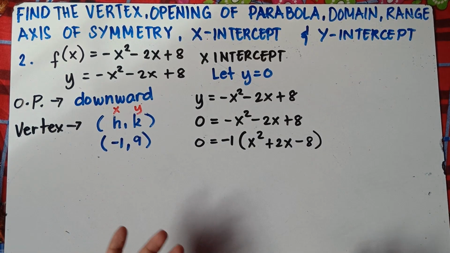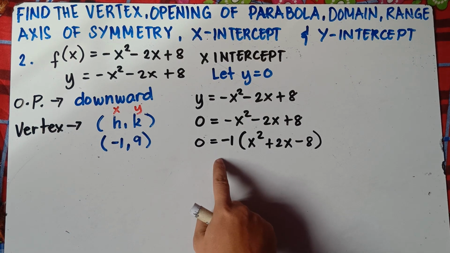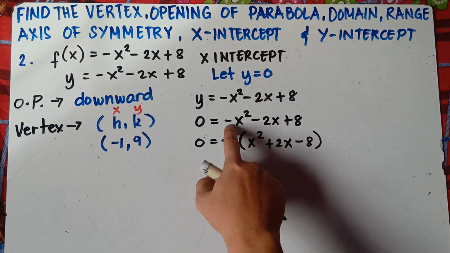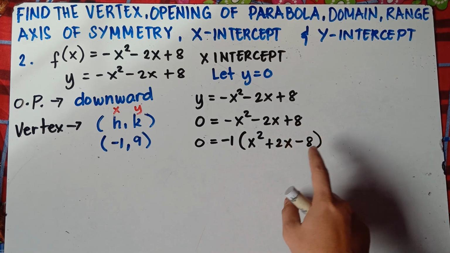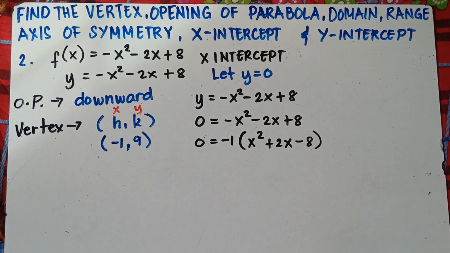Once again, when you factor out negative 1, just change the sign, class, of the equation. If this is negative, it will be positive. This is negative, it will be positive. This is positive, it will be negative. So that's the thing there, class.